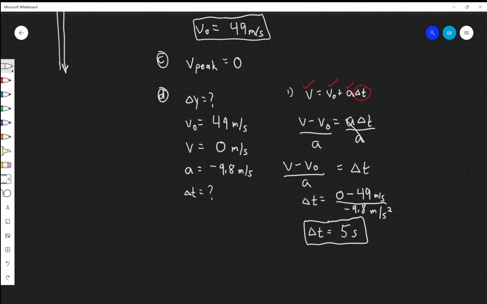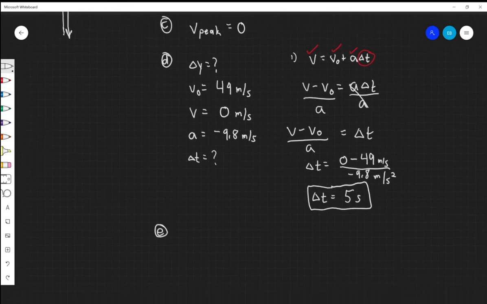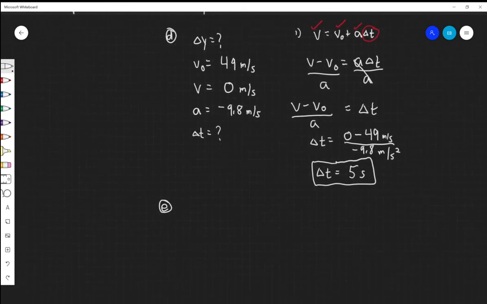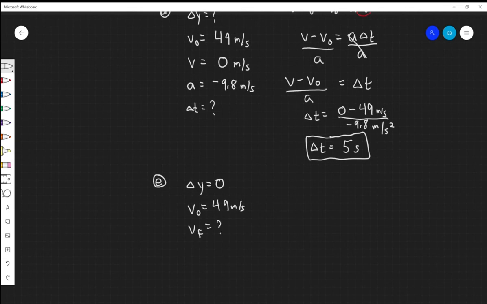And the last question we were asked in part E was, what is the final velocity? So this is the final velocity after the whole path that I've traveled. So my change in y now, it goes back to 0, right? I went up and I came back down. My initial velocity, still 49 meters per second. My final velocity, and again, this is the velocity right before the ball hits my hand, that's what I'm looking for. My acceleration is negative 9.8 meters per second squared, and my change in time is equal to 10 seconds.